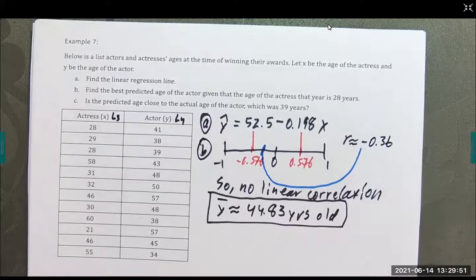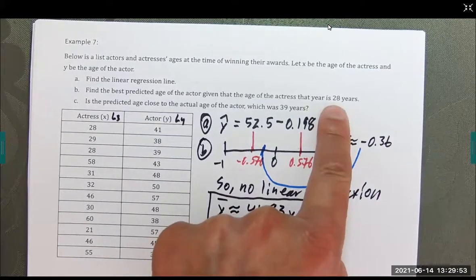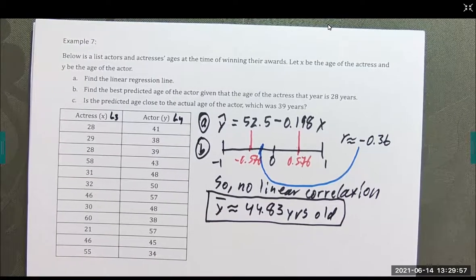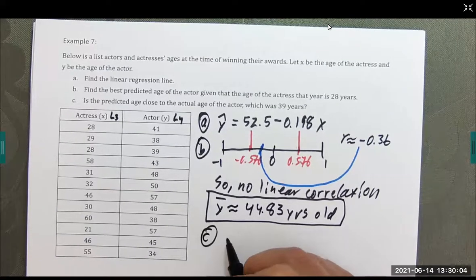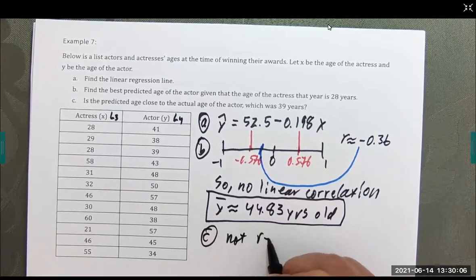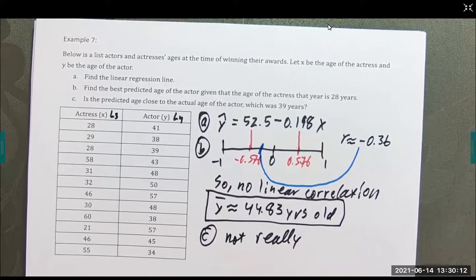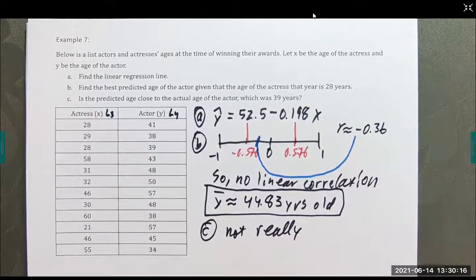So because there was no correlation, it didn't matter how old the actress was. Is the predicted age close to the actual age of the actor, who was 39 years old? Not really. So you can see when there's not a correlation, then our guess isn't all that great. Just finding the mean is the way to go for it. That is chapter 10.